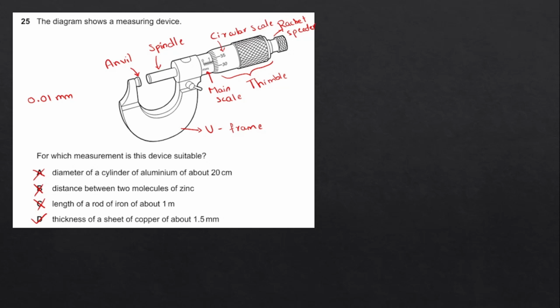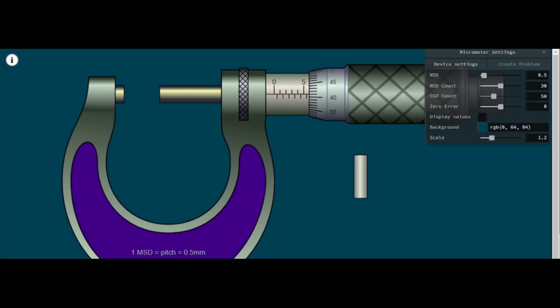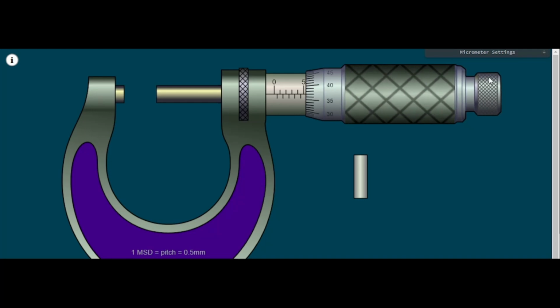Now we'll have a deeper understanding of how a micrometer screw gauge works. So we'll quickly take a look at how it works. Alright, so we have a micrometer screw gauge with us. As I said, we have different parts of a micrometer screw gauge. This is the anvil, this is the spindle, this is the U frame. Then we have the main scale, the circular scale, the thimble, and if I minimize this window, we can also see the ratchet.